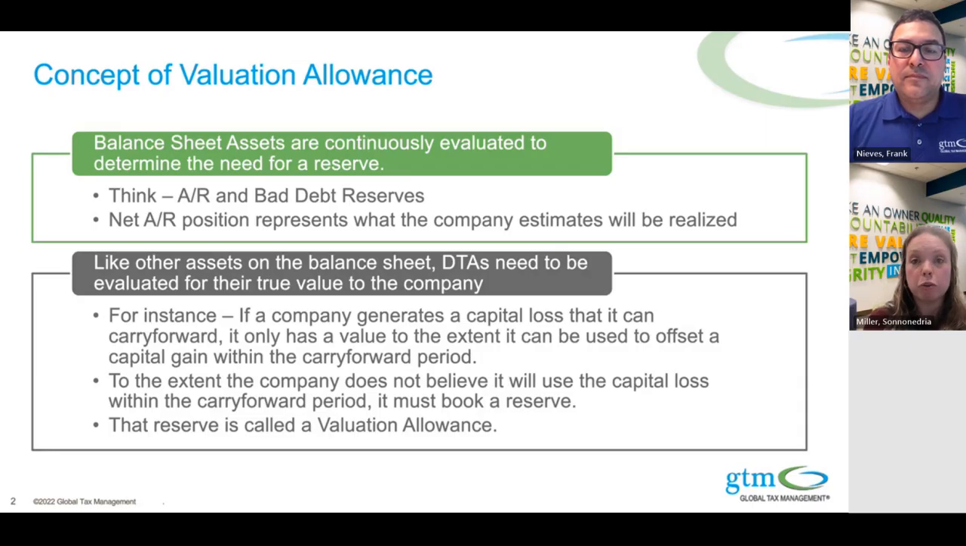The same applies with a valuation allowance. The portion of the deferred tax asset that the company will not realize a benefit on, they set up a reserve against it, the reserve being the valuation allowance. An example of this would be if a company generates a capital loss that can be carried forward, it's only going to have value to the extent that there is a capital gain that can offset this capital loss. If the company doesn't believe that they're going to have any capital gain in this carry forward period, then they're going to book a reserve against this capital loss since they're not going to realize the benefit on it. And this reserve would be the valuation allowance.